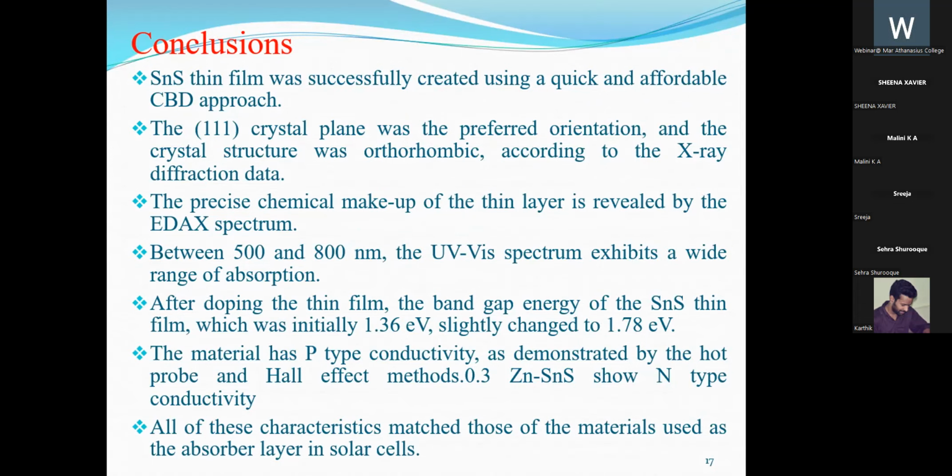Also, we can tune the band gap between 1.36 and 1.78 electron volt. The material is p-type for low concentration of Zn, and as the concentration of Zn increases, the conductivity slowly changes from p to n. So all these characteristics match those of the material used as the absorber layer in a solar cell. So this is our work, ma'am.